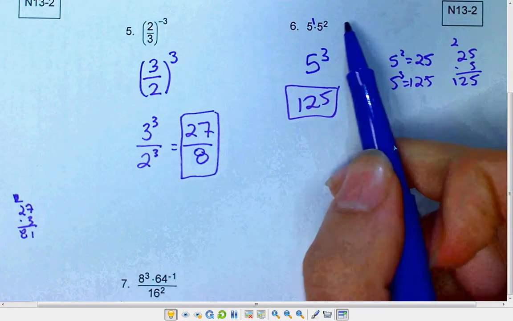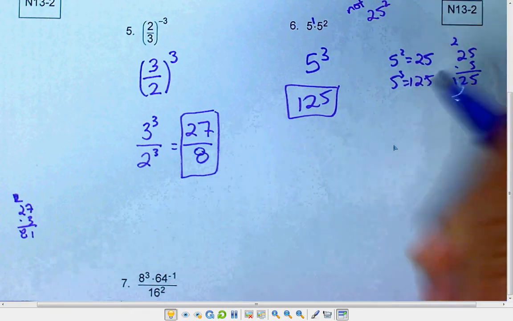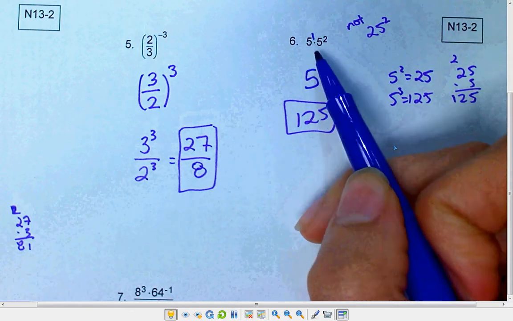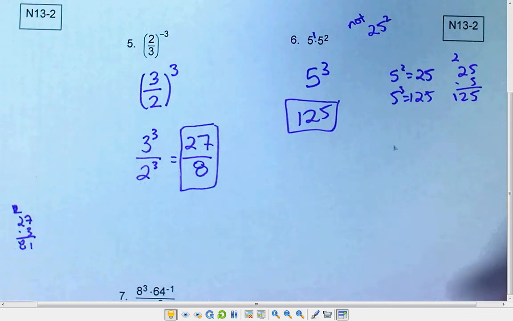The thing to remember here is this is not 25 squared. You can't multiply 5 times 5 before you square it. Exponents come before multiplication in the order of operations.